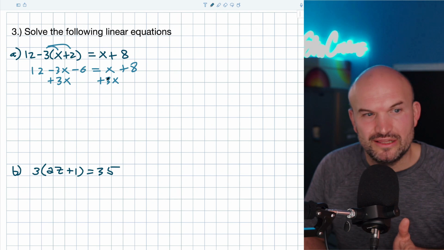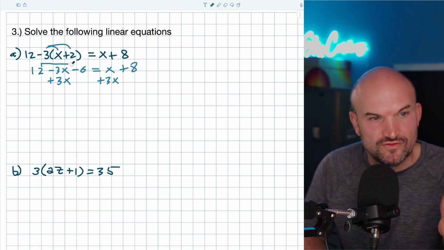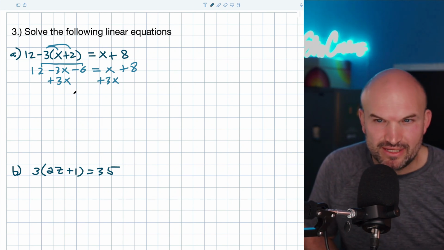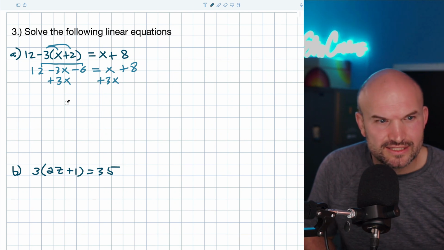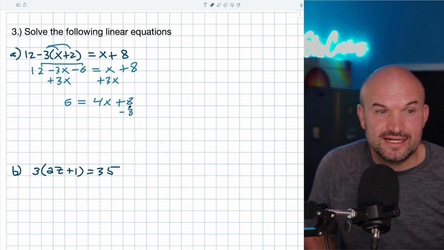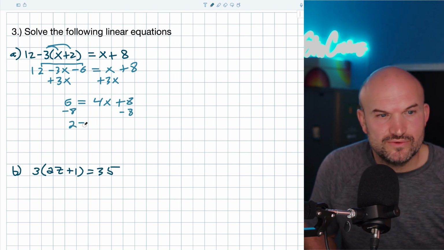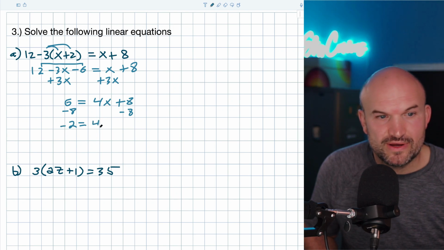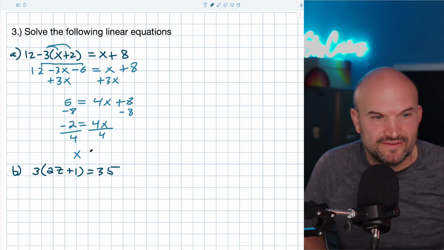So I'm going to add 3x to the other side, and then I'm going to subtract 12 minus 6, which is now going to give me, let's see, 6 equals 4x plus 8. Okay, and now I can subtract the 8 onto the other side. Therefore, that's -2 is equal to 4x. Divide by 4, and then I'll just rewrite the x on the left-hand side.